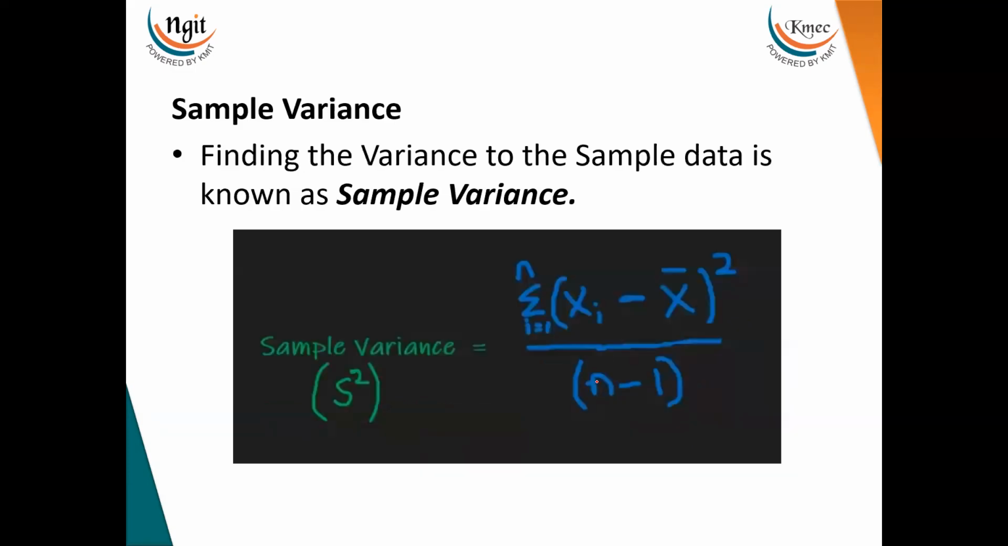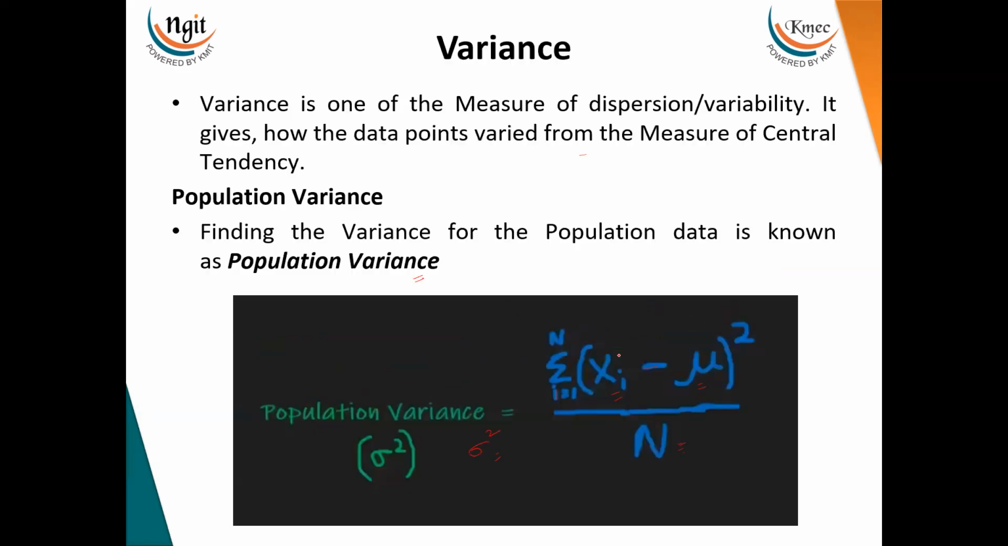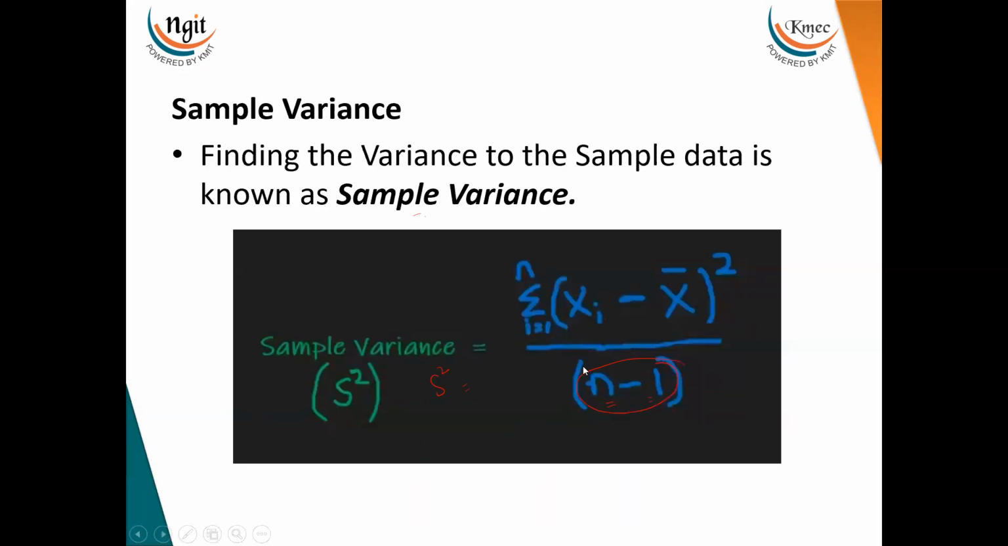Similarly, sample variance. Finding the variance for the sample data is known as the sample variance, and it is given by S square, with the same representation: sum from i equal to 1 to n of (xi minus x bar) whole square. Instead of dividing by n, we are going to divide by n minus 1. So this is the difference. The denominator differentiates the population variance and the sample variance.